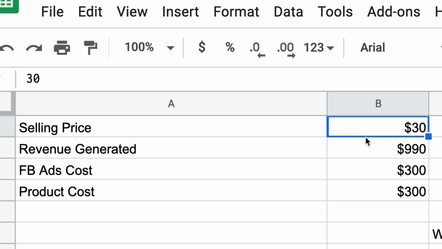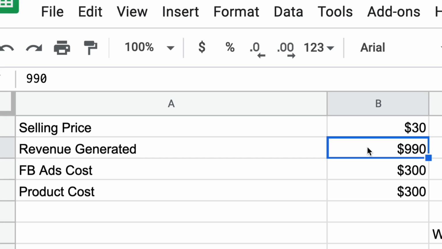What I've considered is a selling price of a $30 product. So what you're selling the product for is like 30 USD. That's the cost to customer. Your revenue generated is, let's say, 33 sales generated. So you have $990 generated.